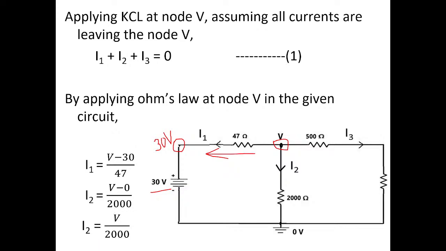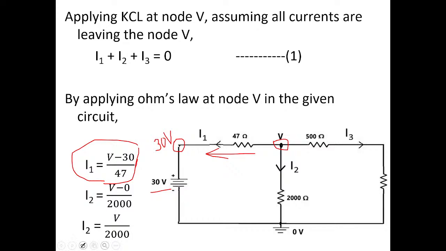Okay, so current direction is from V to 30. Therefore, I1 is V minus 30 divided by 47. Why V minus 30? Because we have assumed current to travel from V to 30, meaning current is flowing from V to 30. Current always flows from higher potential to lower potential.